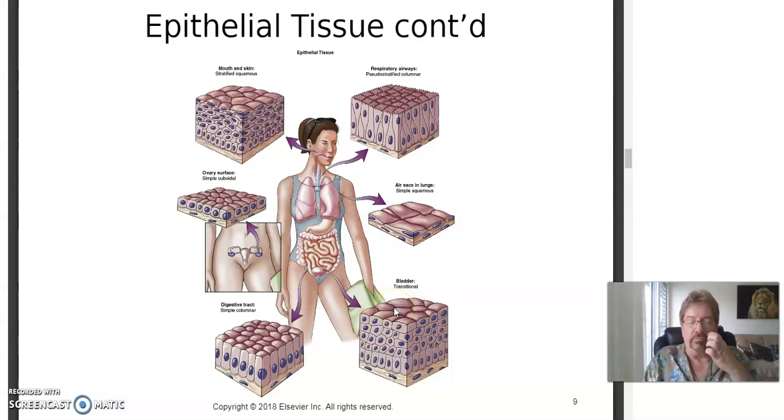Okay, so there are three kinds: squamous, cuboidal, columnar. It can be a single layer thick, in which case it's just called simple, and if it's multi-layered, it's called stratified. In some cases, like in the respiratory tract, it's pseudostratified epithelium.